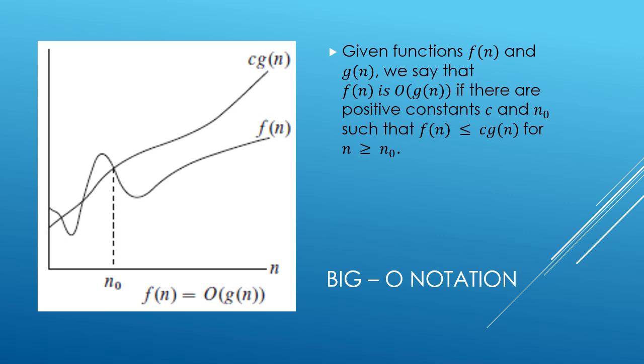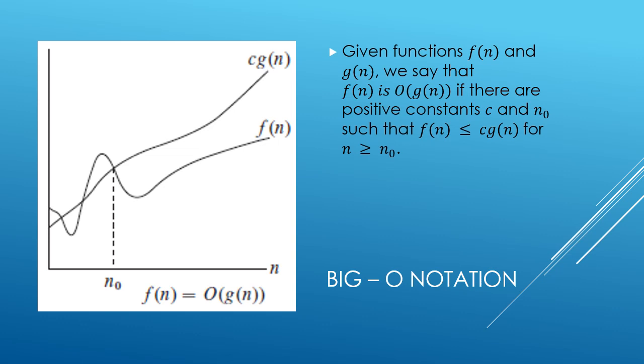N naught is an integer and it has to be greater than 0. Because what is n? N is the input size. If you put 0 data items into an algorithm, it will take 0 time. Actually, it will not execute. So it makes no sense to have the value of n equal to 0. So this means that the value of n has to be greater than 0. That is, the smallest possible value of n naught is 1. And what is c? C is a constant, it is a real number, and it also has to be greater than 0.